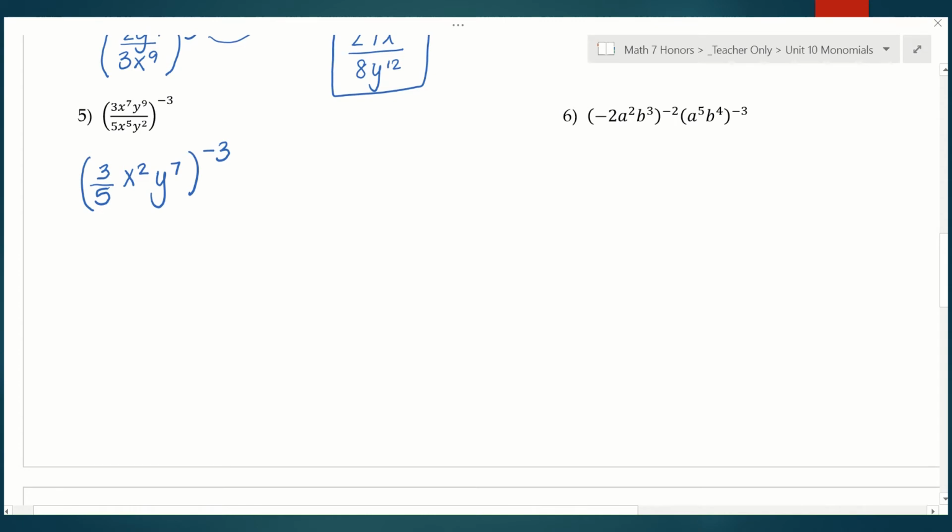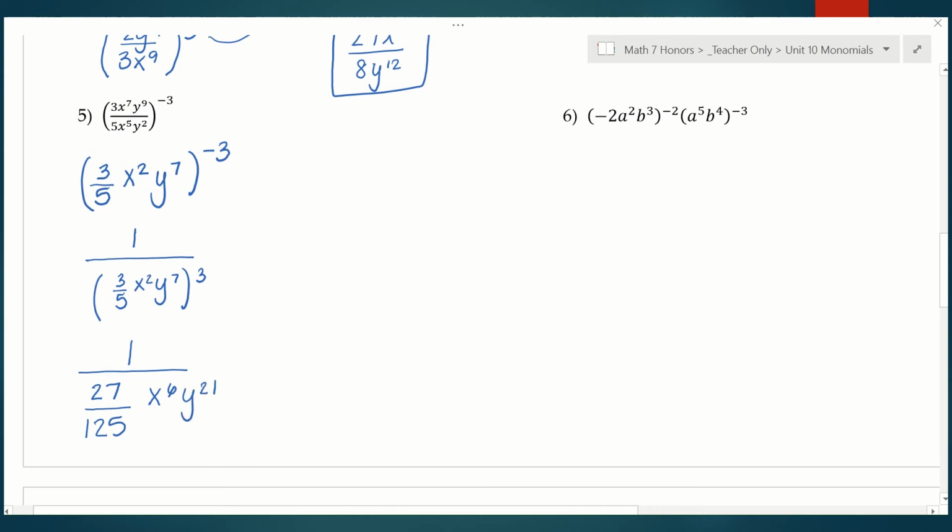Okay, so now I have to rewrite this as 1 over this entire everything to the positive third power. Okay, so now what I'm going to do is I'm going to actually do that to the third power. So 3 to the third power, 3 times 3 times 3, is 27. And I would have 5 to the third power, 5 times 5 times 5 is 125. And then x squared to the third power is x to the 6th. And y to the 7th to the third power is y to the 21st.